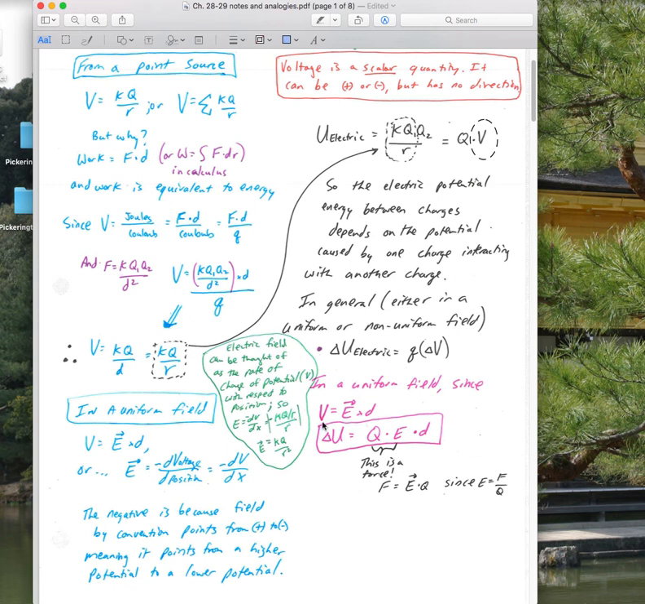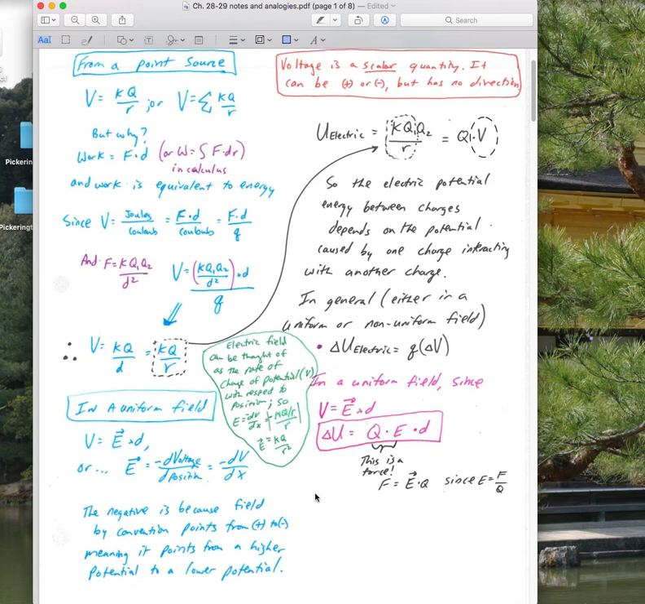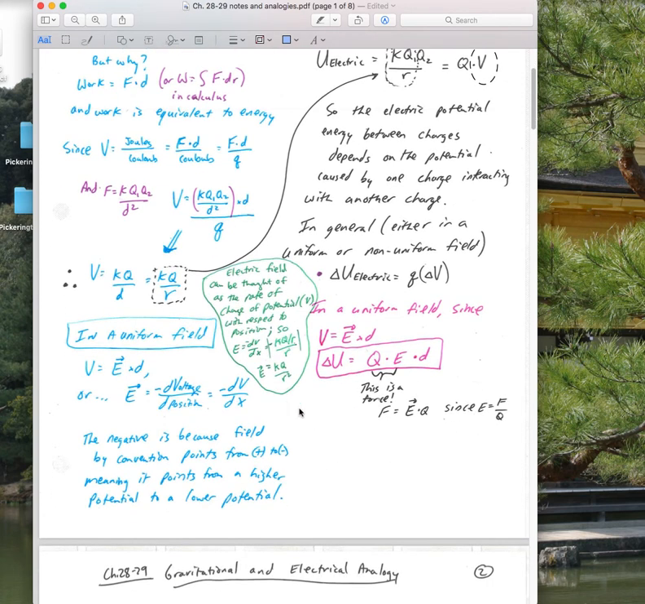In a uniform electric field, where voltage is equal to electric field strength times distance, which is again what we had over here, then the difference in potential energy is QEd. So that's charge times electric field strength, which is force per charge, times distance. And again, notice that force times distance would equal energy. So a lot of these things have a kind of mathematical proofiness.